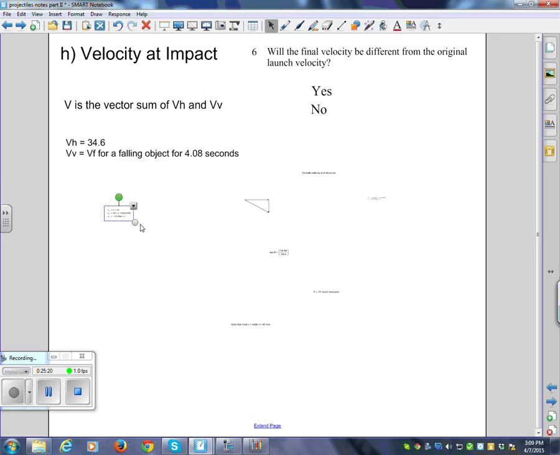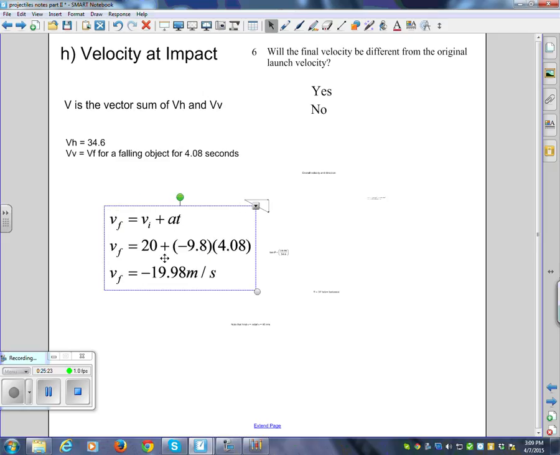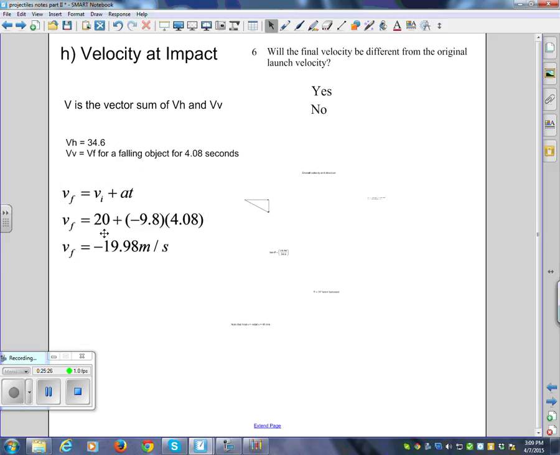So if I were to do this, if I were to give it an initial launch velocity of plus 20, and I accelerated at minus 9.8 for 4.08 seconds, what does it come out at? A little bit of rounding, minus 20. So it's going just as fast down as it's going up to start, which means what at the end? Yep.